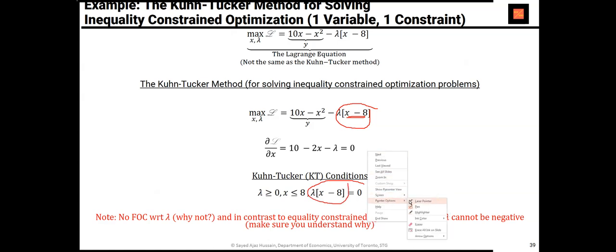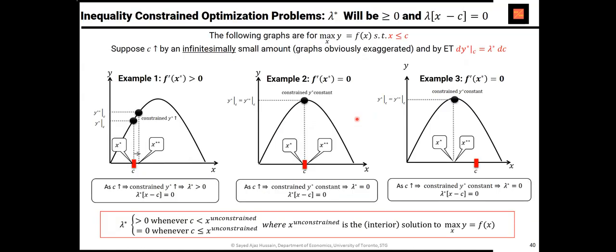So one more time. Why don't we differentiate with respect to lambda? Because it'll force x equal to 8. Lambda will never be negative, for reasons I'll explain in a few seconds. State the constraint. And this last term will always be equal to 0, just like in equality constraint problems, but for different reasons. Here's why.